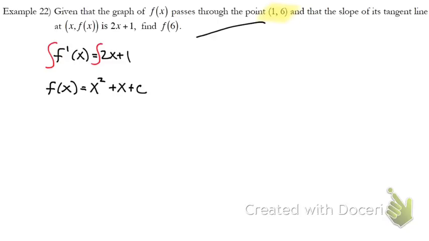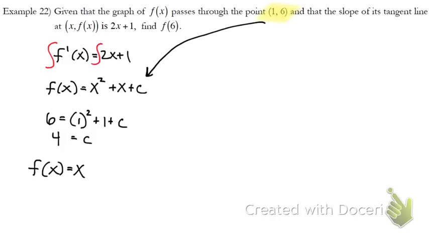If I use my initial condition at this point, everywhere I see an x, I'll plug in 1. Everywhere I see an f of x, I'll plug in 6. So 6 equals 1 squared plus 1 plus c. If I solve for c, I get 6 is equal to 2 plus c. If I subtract the 2 over, I get c is equal to 4. So my specific solution is f of x equals x squared plus x plus 4. And again, that's not necessarily what they're asking for as a final answer in this case, but that is an important step in the process.